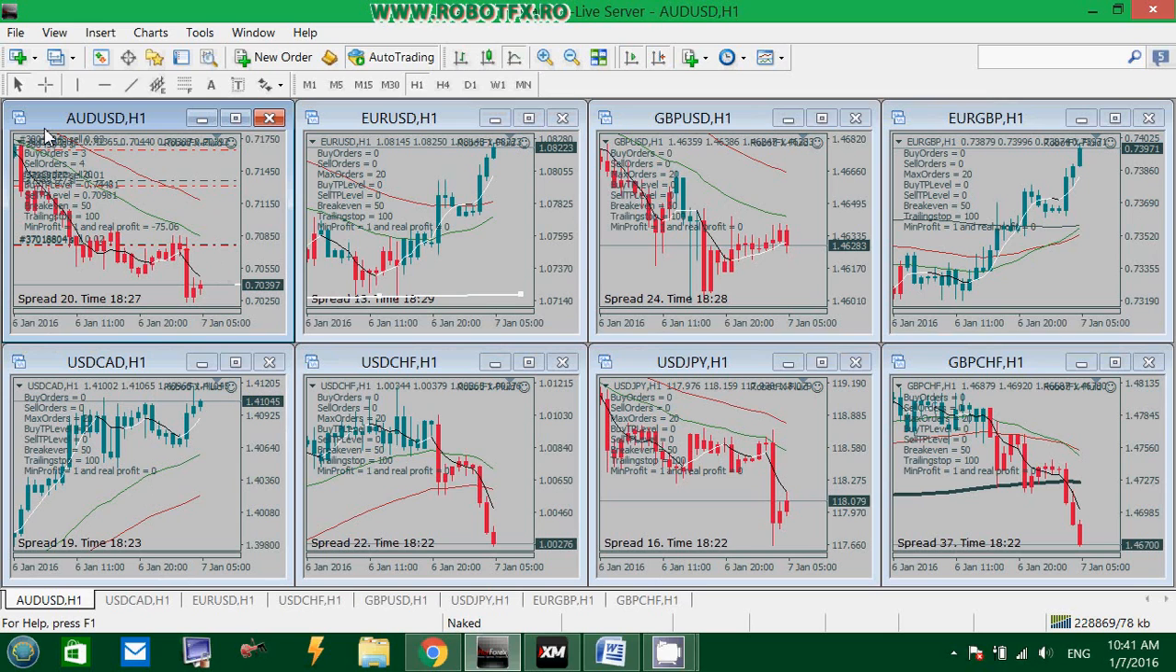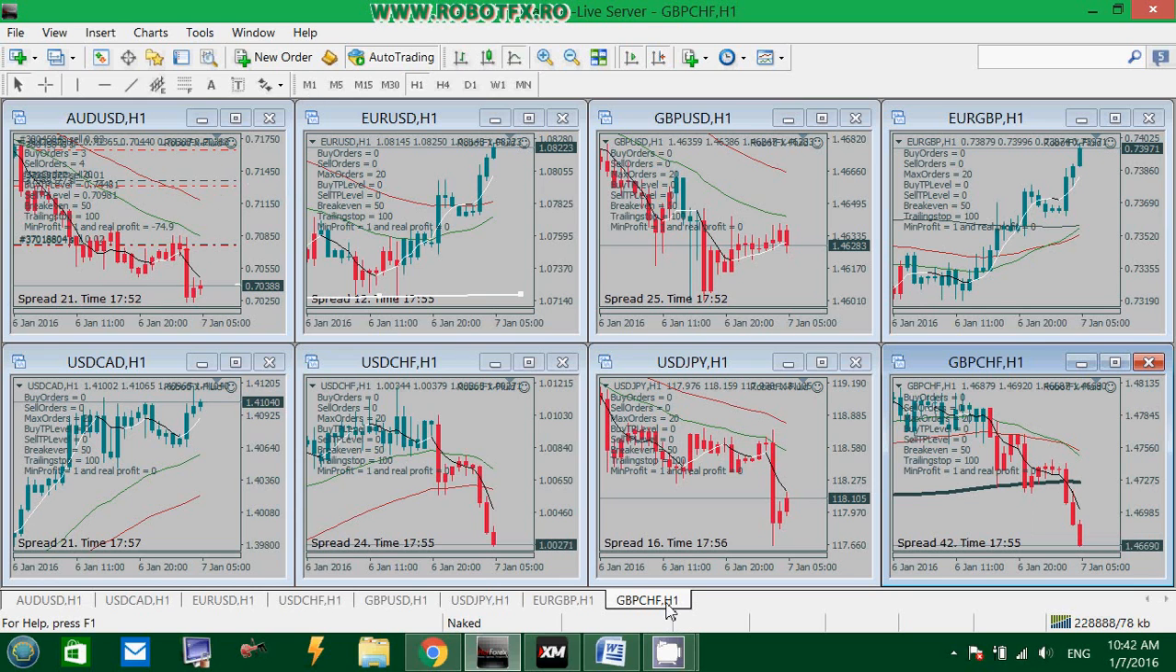The Australian dollar, US dollar, is opposite to the US dollar, Canadian dollar. Basically, if the first one is going down, as you can see, the other one goes up, and the other is the same. Euro dollar, dollar crown, pound dollar, yes, not exactly the same, but anyway. Euro pound, and pound Swiss crown, exactly opposite.